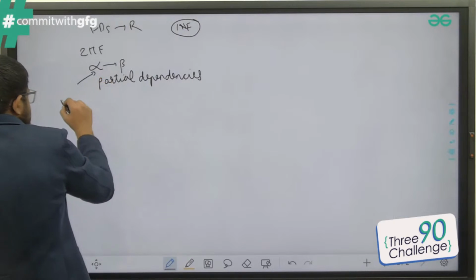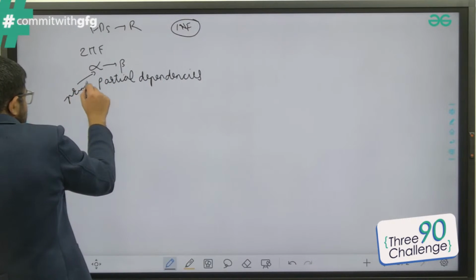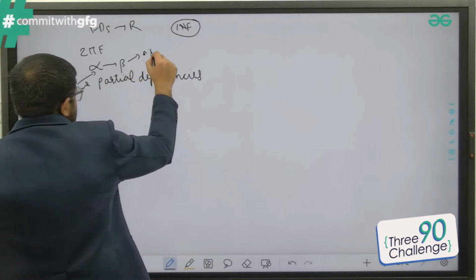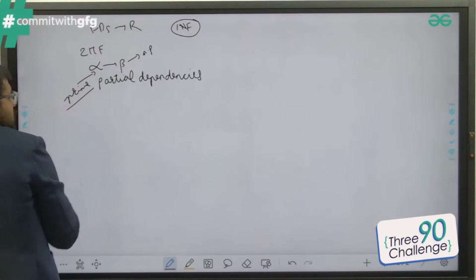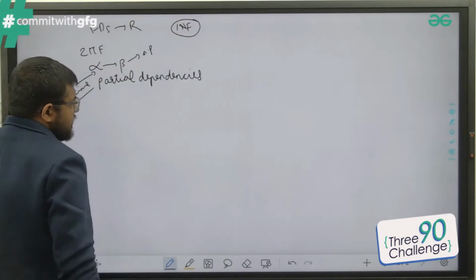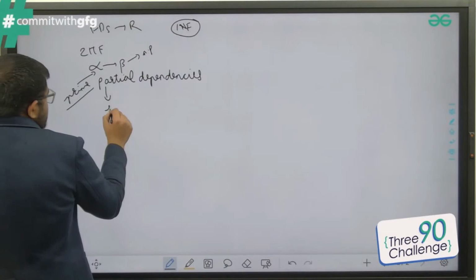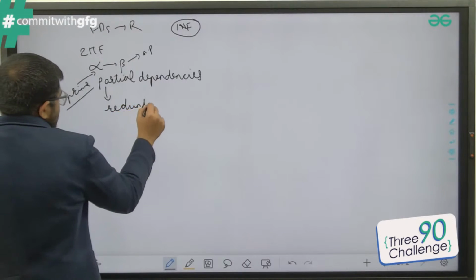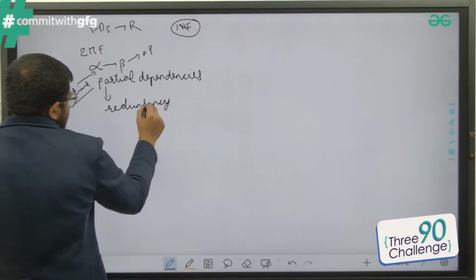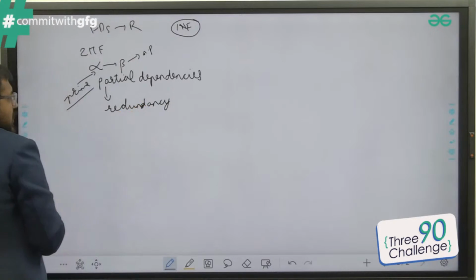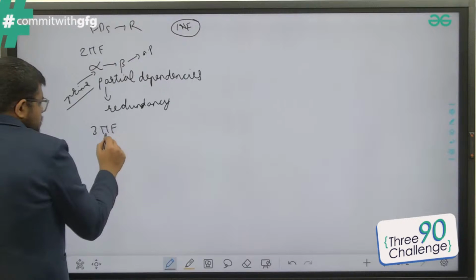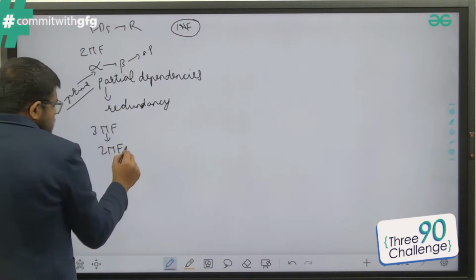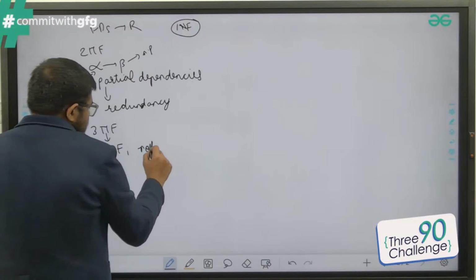If alpha is a prime attribute and beta is a non-prime attribute, and if alpha determines beta, and alpha is not a key but a part of the key, then this is called partial dependency. Due to this, you get redundancy in your data, and hence if there are partial dependencies, the table is not in 2NF. Okay. For 3NF, the table must be in 2NF and there must not be any transitive dependencies.